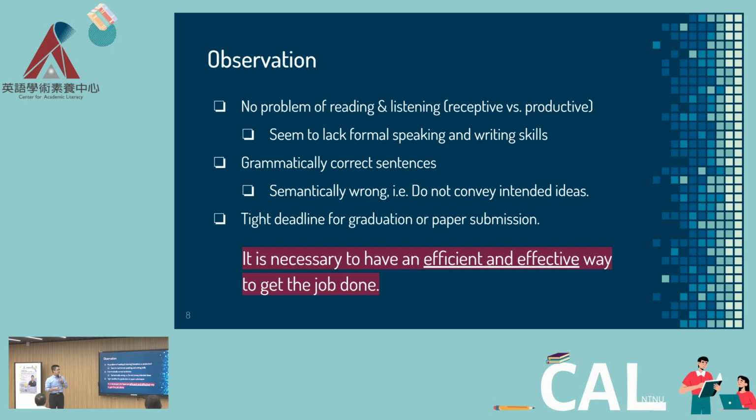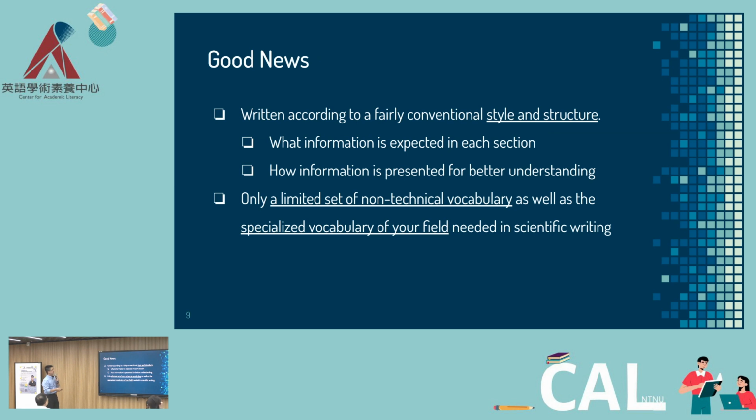And the third one is probably the most important one. There's always a deadline for graduation. So you need to get it published. You need to finish your thesis, finish your PhD dissertation so that you can get a degree. Or you have to submit a paper by the end of the month. Okay, so it's necessary to have an efficient and effective way to get the job done. Okay, right?